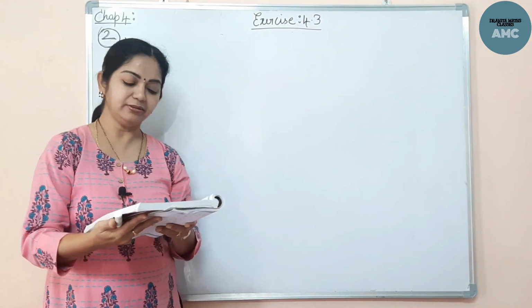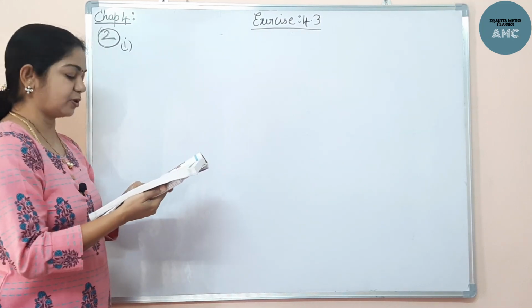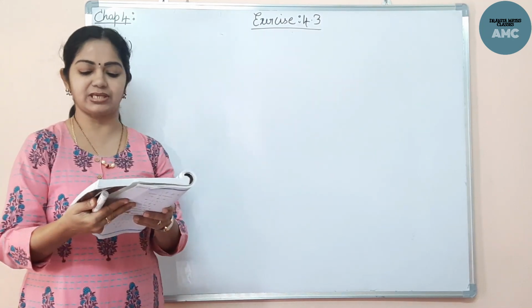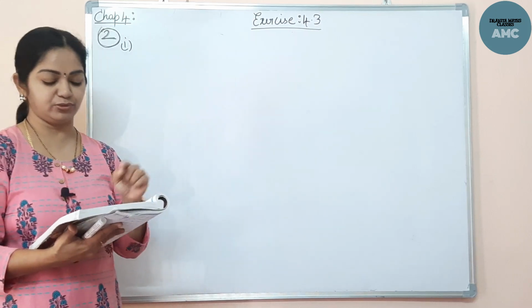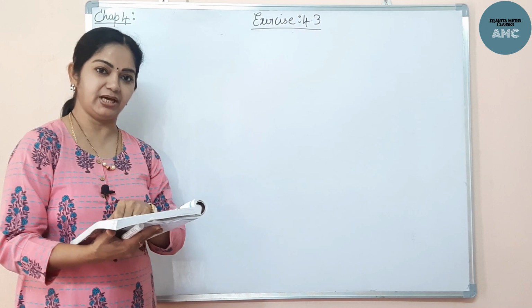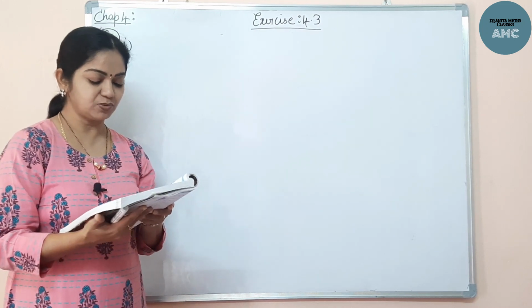Now the second one. Formulate the following problems as a pair of linear equations and then find their solutions. These are the verbal problems. There are 3 problems I'll do for you. The first one. Then you can simply solve the other 2. Right. Now the first one.